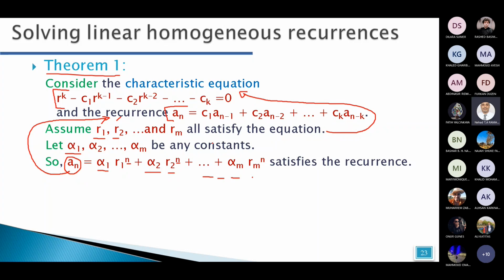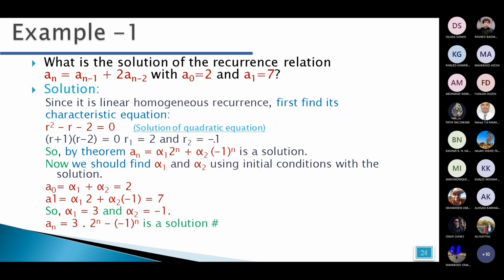Okay, let's take an example. In this example, we want to find a solution to this recurrence relation with these initial values. First step is to find the characteristic equation. So what's the characteristic equation here?